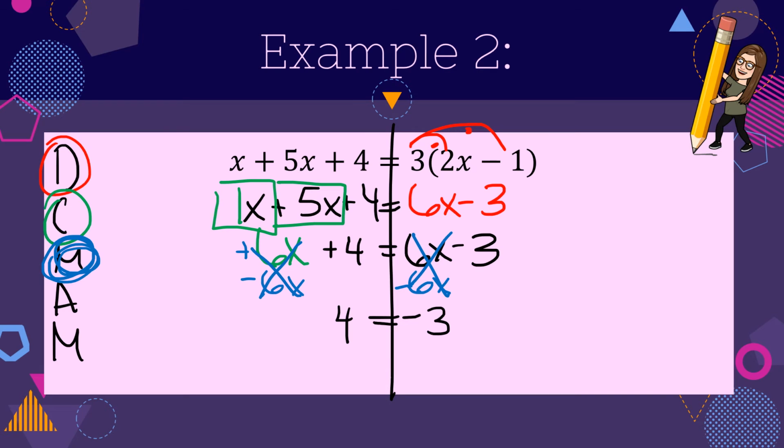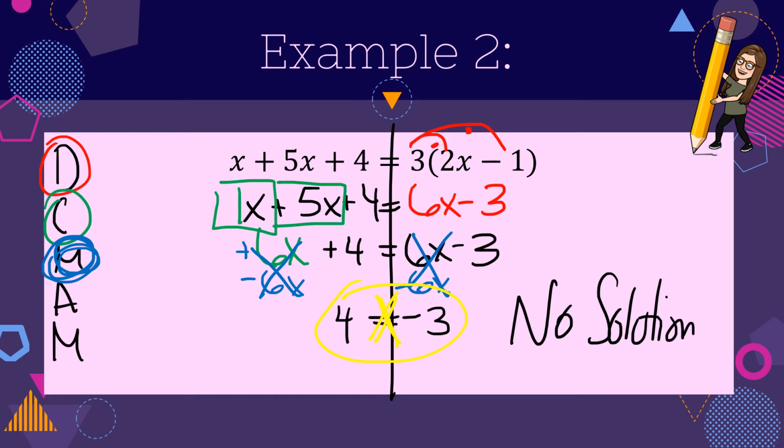And in this case right here, 4 does not equal negative 3. That is bad. That is not true. So we're going to write no solution. There's no number in the world that would work in my original equation.